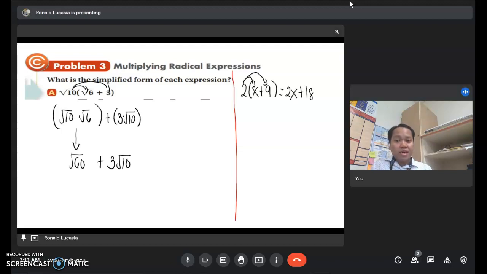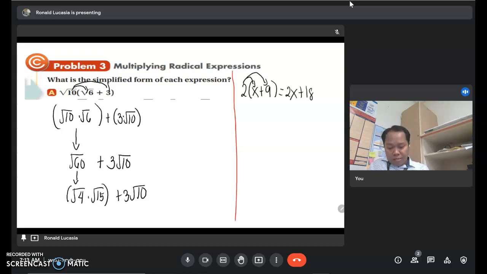Technically, the square root of 60 can still be simplified. You have to find a number that is a factor of 60, and be careful that one of the factors must be a perfect number. So what are those perfect numbers? 1, 4, 9, 16. Those are perfect numbers. So 60 is divisible by 4. So I can factor 60 by 4 and 15. How did I get 15? 60 divided by 4. And then plus 3 square root of 10.